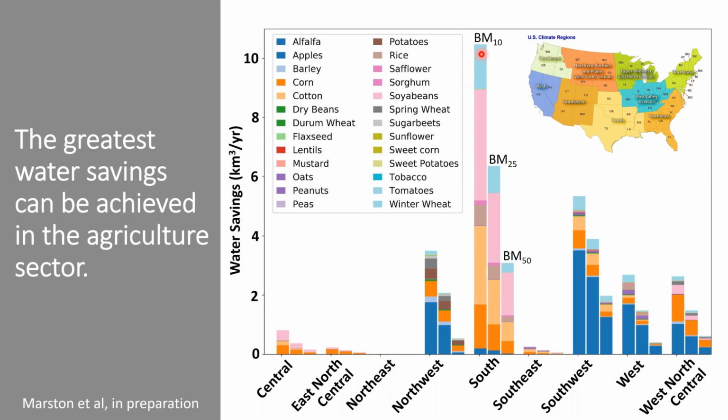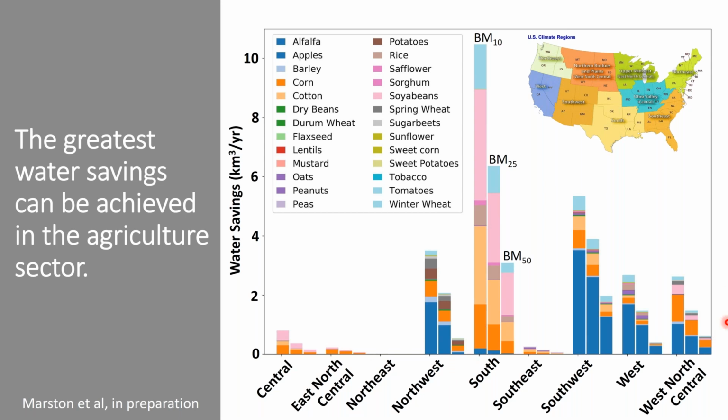And so you can see this is the BM10, as you expect. If we move all water uses to the most efficient, to the 10th percentile, then we're going to experience the greatest water savings. In the 25th percentile and the 50th, we see water savings, but less than we would expect if we move to even more efficient levels of water use. And this breaks it down by region. You can also see the breakdown by crop too.